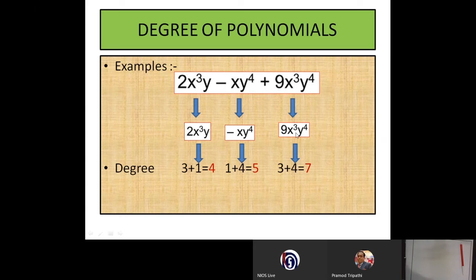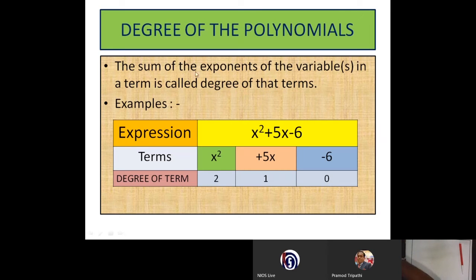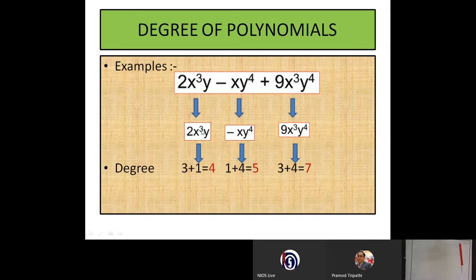But in the case of a degree, what was the definition? The sum of the exponents of the variables. You see here, sum of the exponents of the variables. Now in this case, the variables are x and y. So the exponent of x is 3 and the exponent of y is 1. So the sum will be 3 plus 1, that is 4. In the second term, the exponent of x is 1 and the exponent of y is 4.